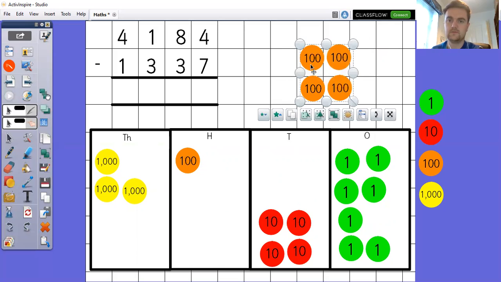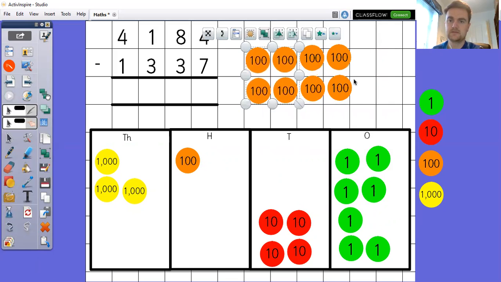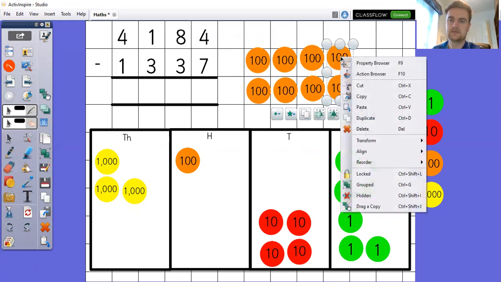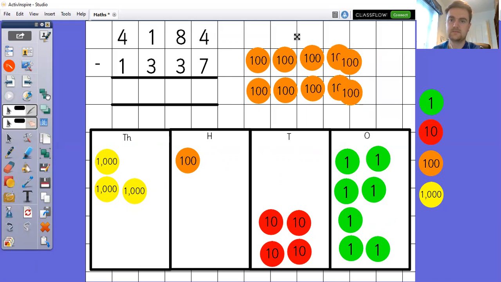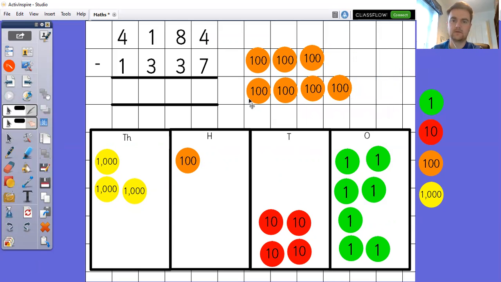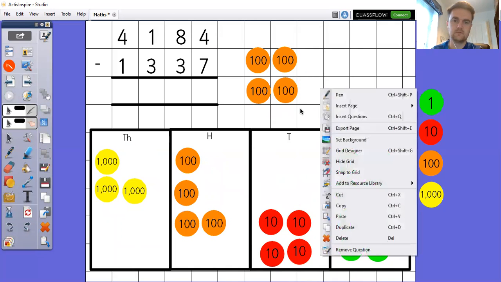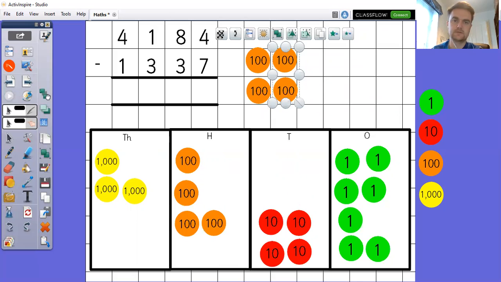2, 4, 8, and 2 more to make 10. Now I've got to take 3 away altogether. So 1, 2, 3, and then I can put the others over in the hundreds column, which leaves me with 800s.